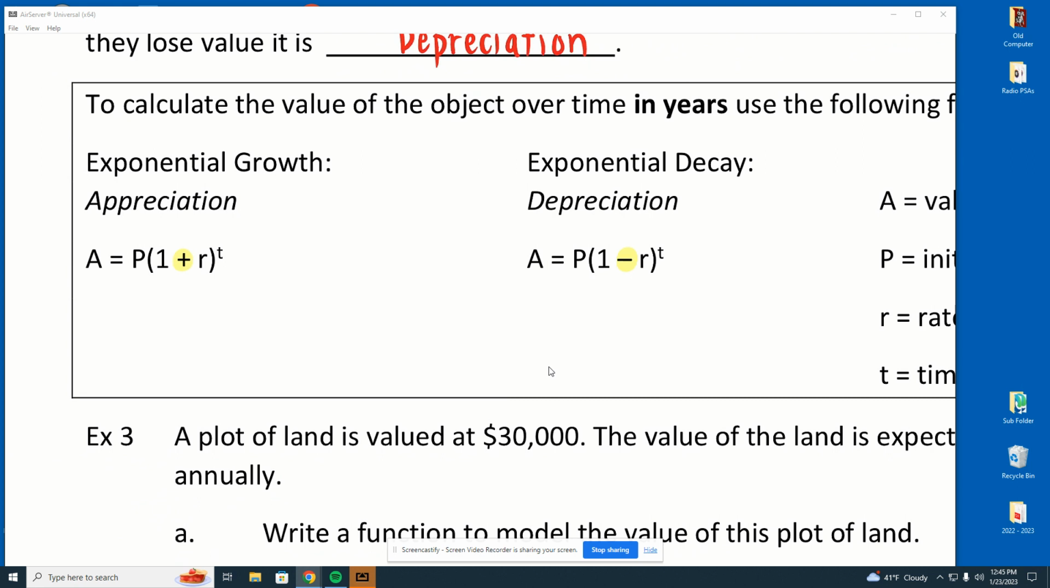So a couple things. A, we already talked about, that's the total amount, right? P, we called the initial value, the principal. But I want to talk real quickly about the value of 1. Y'all know what that stands for? Y'all know what that 1 stands for?